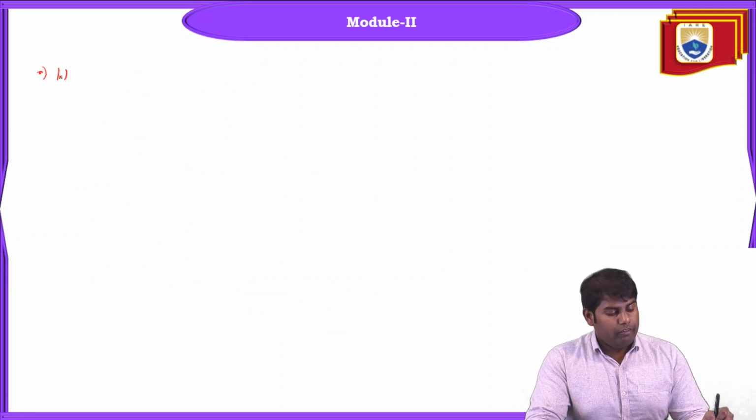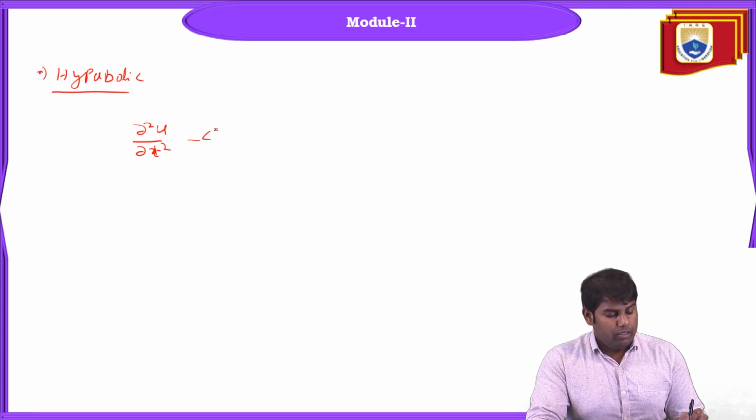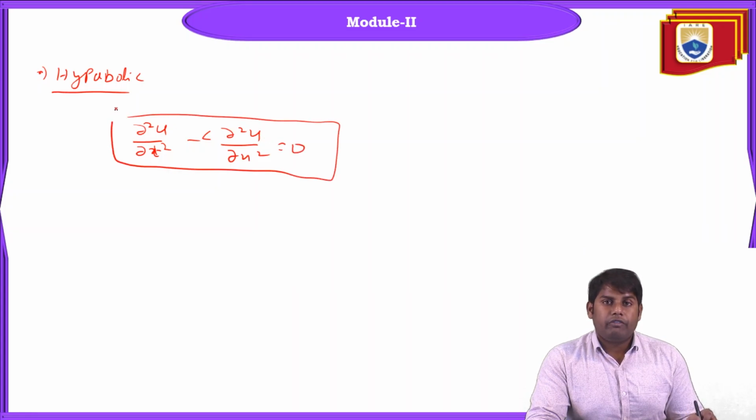So in the hyperbolic one, we have a wave. So ∂²u/∂t², let's say x square, sorry, only the wave equation, as c into ∂²u/∂x² is equal to 0. So this is the equation which we have.